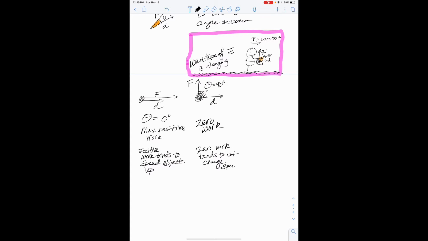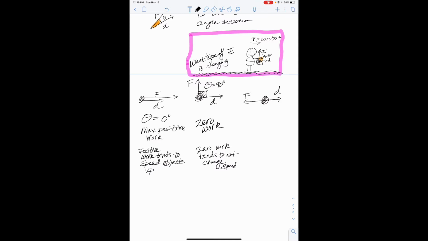I say tends to because there's going to be an example on the way, I'm sure, where the rule doesn't apply, where positive work is being done, but the speed doesn't change. So yeah. All right. So then we have this case where we have the distance being directed right, but the force is to the left, right?